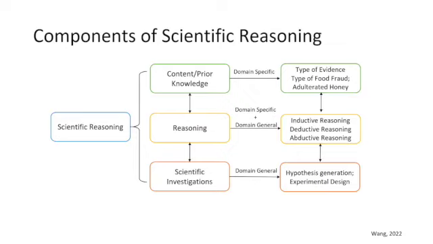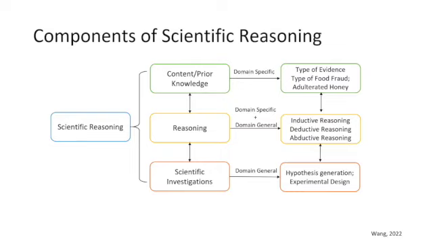This figure shows 3 major components involved in scientific reasoning. As mentioned earlier, content and prior knowledge will have a huge influence on how people conduct scientific reasoning. Some scholars call the content or prior knowledge domain-specific knowledge. For example, do you know the different types of food fraud? Do you know what adulterated honey is? In general, content or prior knowledge is content-specific.